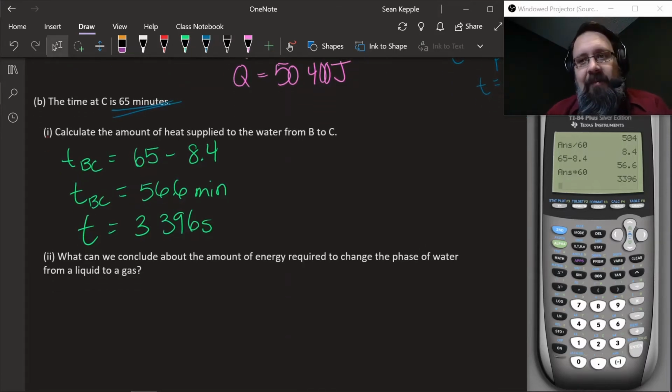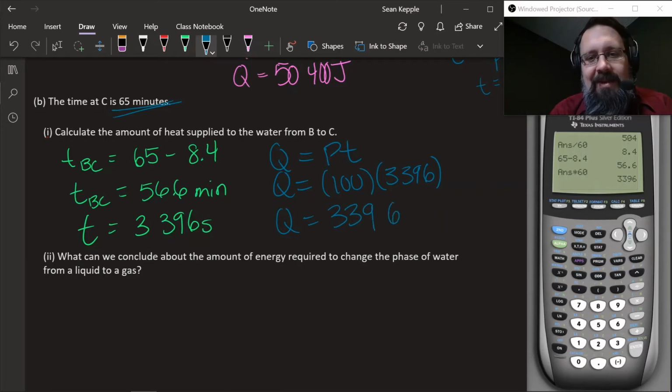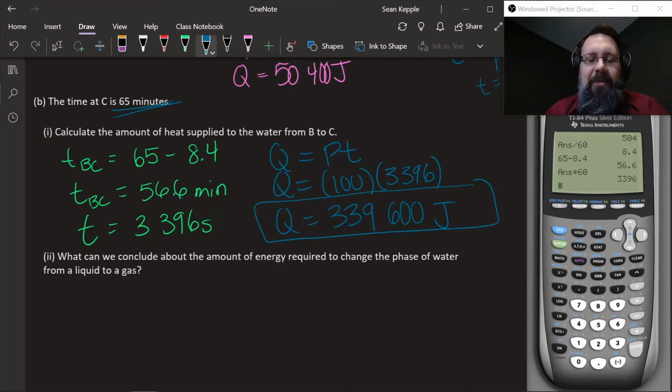Now that we know the time, we can find the amount of heat, because the amount of heat supplied is just Q equals PT. We know that the power was 100 watts and the time was 3,396 seconds, so we're just going to multiply that by 100. I'm going to add two zeros on there. This is going to be 339,600 joules. So 339,600 joules were supplied to the water in that 56.6 minutes.